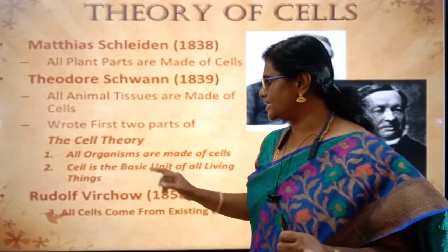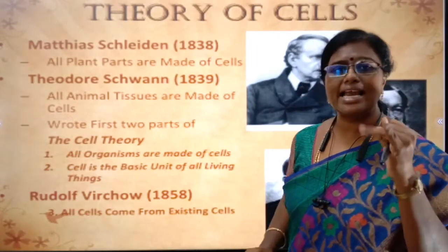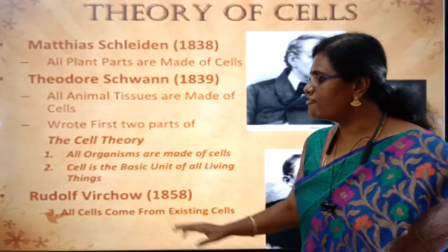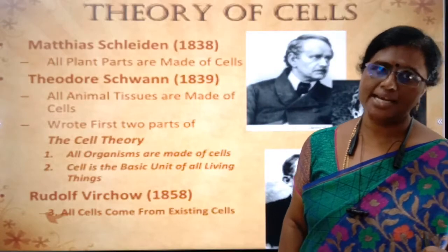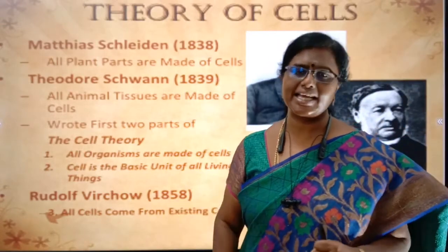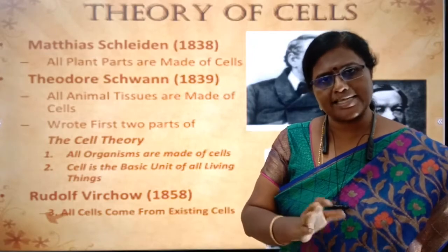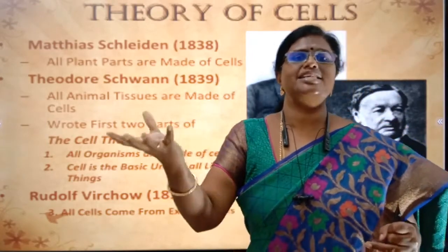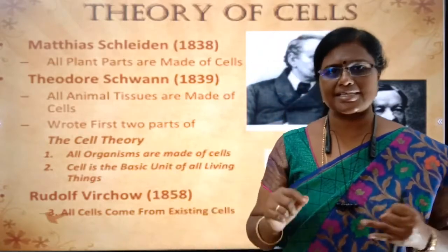So what is the cell theory? All organisms are made up of cells. Cell is the basic unit of life. That is the second point. Virchow, that is Rudolf Virchow, in the year 1858, expanded the cell theory and gave the truth that every cell arises from pre-existing cells. So cells do not arise suddenly, they arise from pre-existing cells.